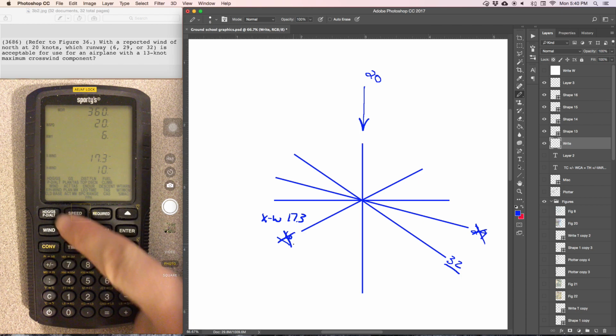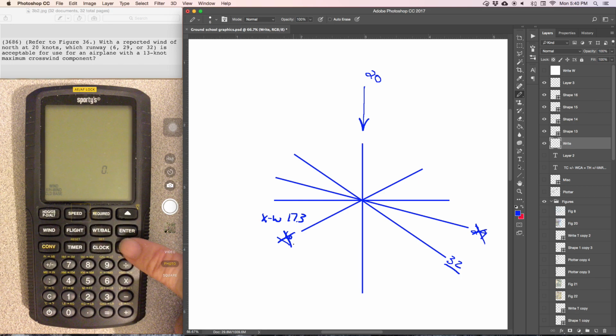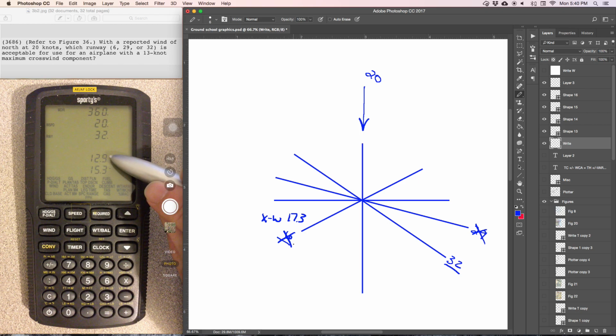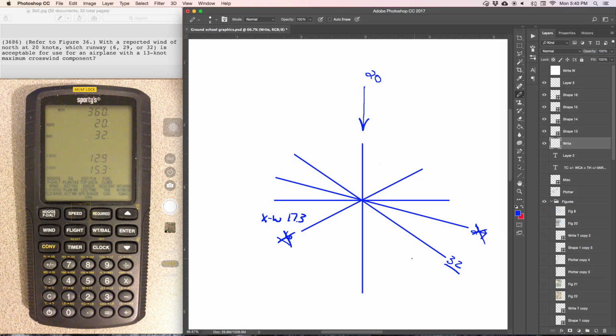So now I'm going to do the same thing for runway 32. Wind stays the same, speed stays the same. Now we're on runway 32. And the crosswind component is 9.9, which is below 13 knots. So this would be an acceptable amount of crosswind. So runway 32 would be the acceptable runway in this scenario.